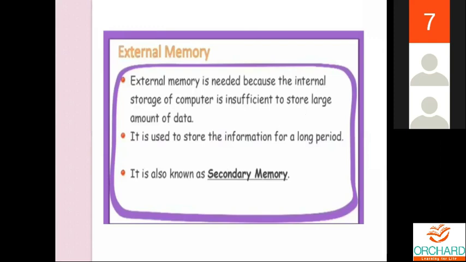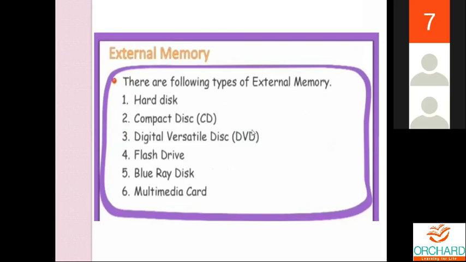Examples: we can say floppy disk, magnetic tapes, hard disk drives, CD, DVD, and pen drives as storage devices. This and all come under the secondary memory. So these are the examples of secondary memory. The secondary memory devices are also called data storage devices.